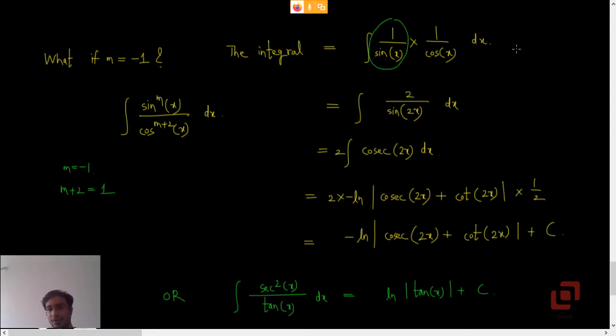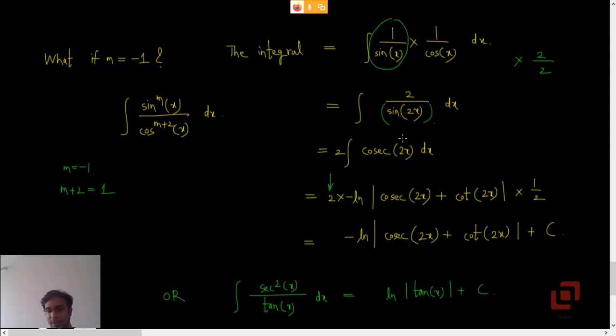Multiply and divide by 2. So the numerator will be 2, and the denominator will be 2 sin x cos x, or sin 2x, the double angle formula. 1 upon sin 2x is cosec 2x. Use the integration formula for cosec theta or cosec x. Keep 2 as it is. The integral of cosec x is minus log of cosec plus cot.